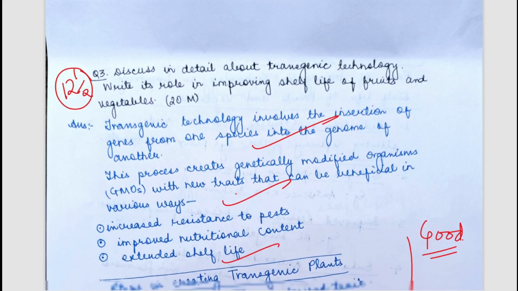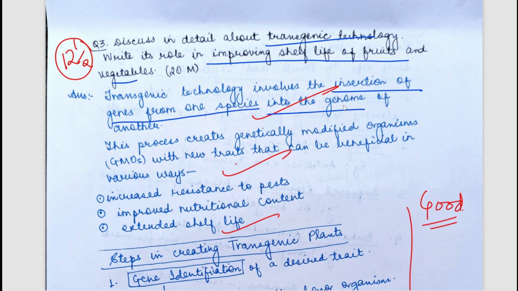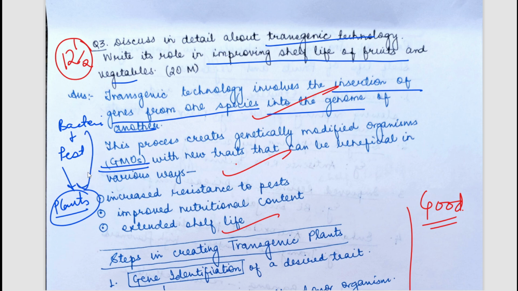Now let's move to the next question. The next question was: discuss in detail about transgenic technology and write its role in improving shelf life of fruits and vegetables. So what is transgenic technology? It involves the insertion of genes from one species into the genome of another. Suppose there is a gene in bacteria, and that gene is very helpful in controlling a certain type of pest. So this gene can be inserted into the plants for the control of pest. This is an example of transgenic technology. They are also known as genetically modified organisms because their genes have been modified by adding other genes.